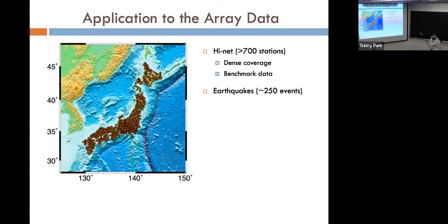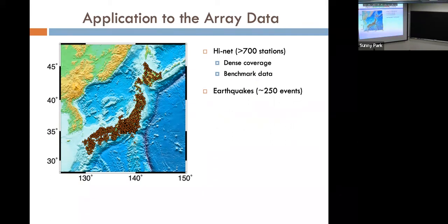Japan is great in the sense that their station coverage is really dense. It's actually closer to 800 stations now, so it's really densely covering the whole of Japan. So if I get a VS or VP value at each site, I can basically get a map of near surface structure in Japan. The other good thing about these sites is that they already measured these VP and VS values at each site.